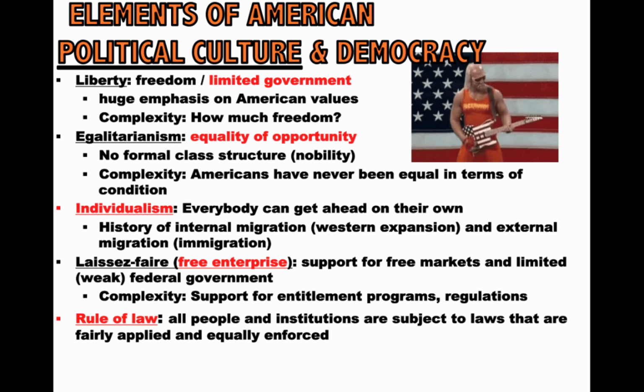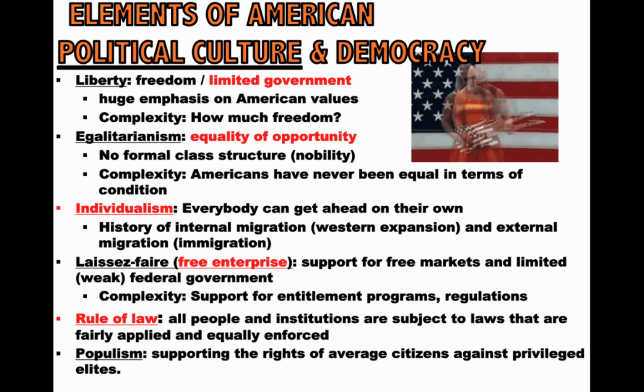Another element is the rule of law. All people and institutions are subject to laws that are fairly applied and equally enforced. And then finally, populism. You're going to see this over and over again, supporting the rights of average citizens against privileged elites. You could see that during the campaign of Bernie Sanders in 2016, and the campaign of William Jennings Bryan during the Populist Party in the 1890s. So this idea of the everyday average American.